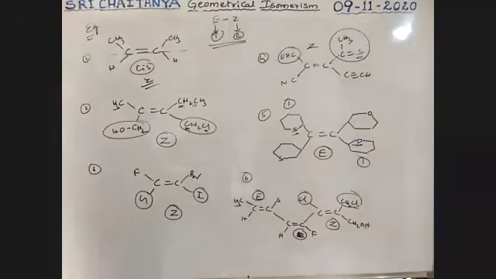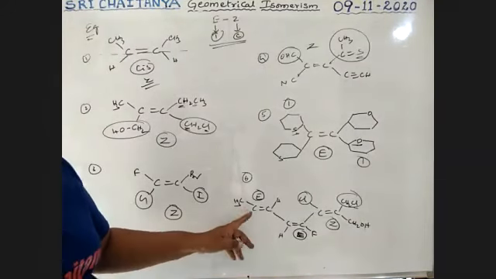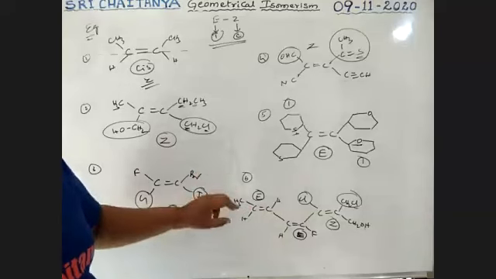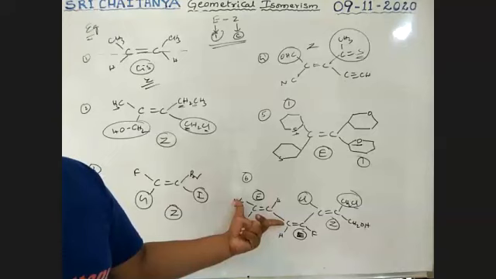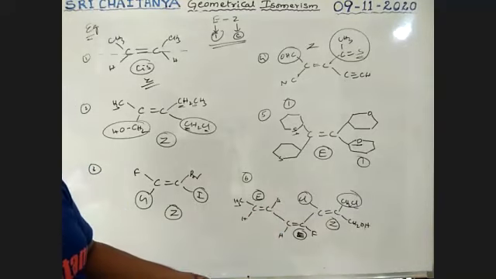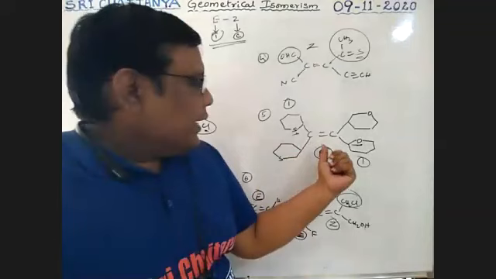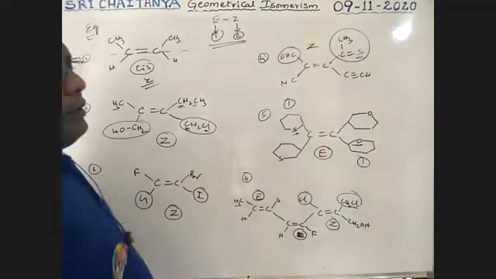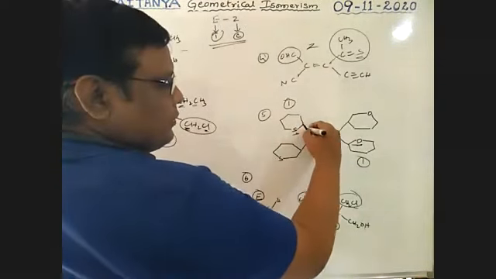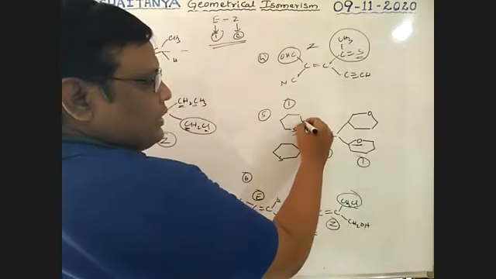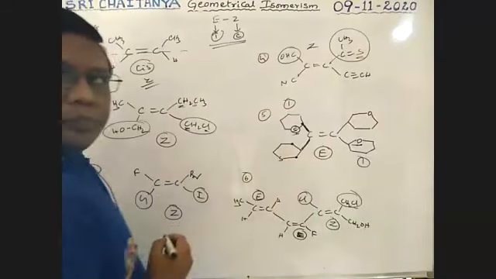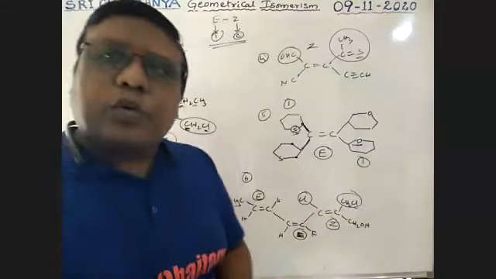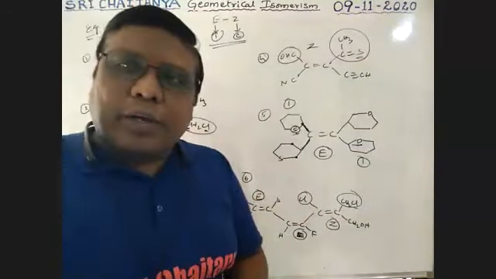So the fifth one. See here. These are directly attached positions. This is attached to sulfur, this is attached to carbon. Among sulfur and carbon, which one has the higher atomic number? Sulfur has the higher atomic number. That's why it has more priority. The bulky groups are on the opposite side.